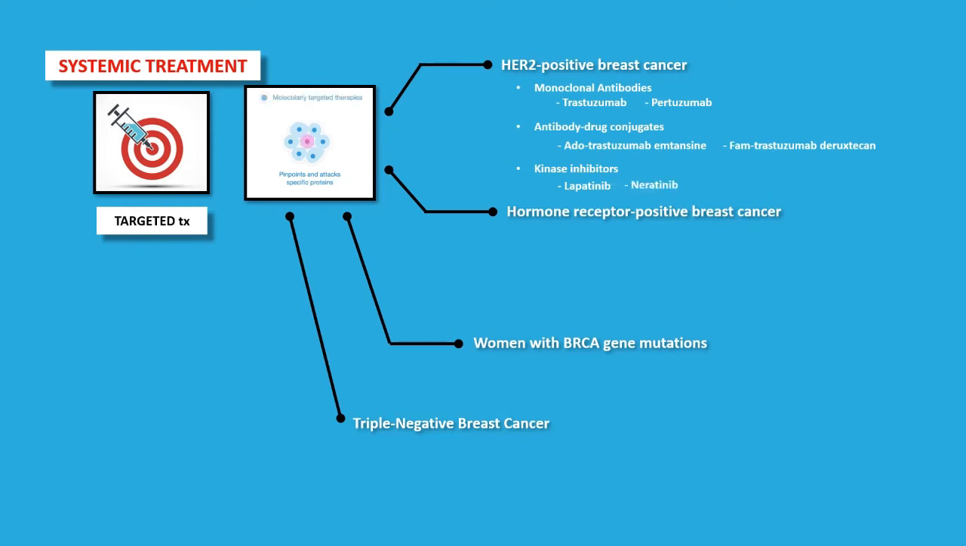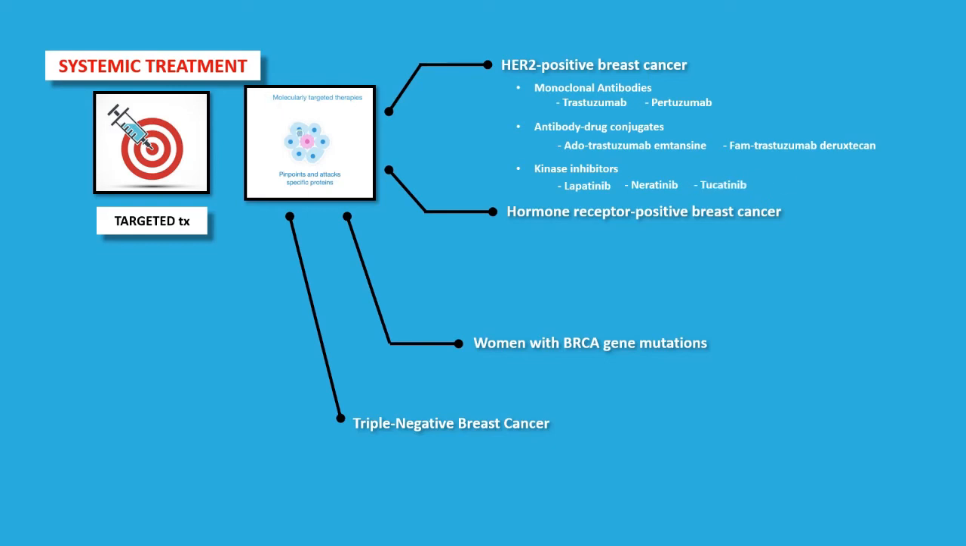Neratinib is used to treat early-stage breast cancer after a woman has completed 1 year of trastuzumab, and it is usually given for 1 year. It can also be given along with the chemo drug capecitabine to treat people with metastatic disease, typically after at least 2 other anti-HER2 targeted drugs have been tried.